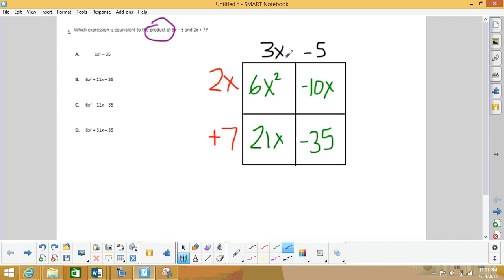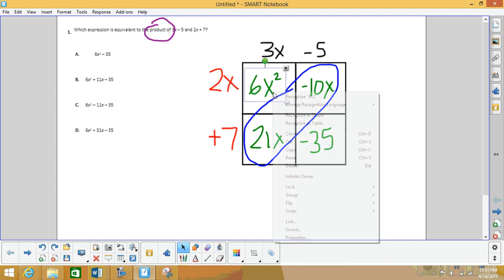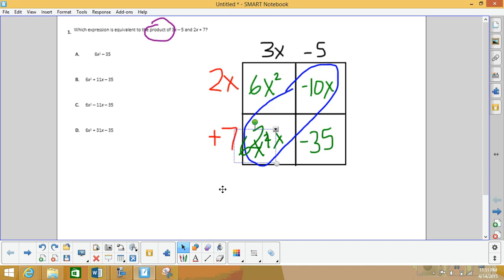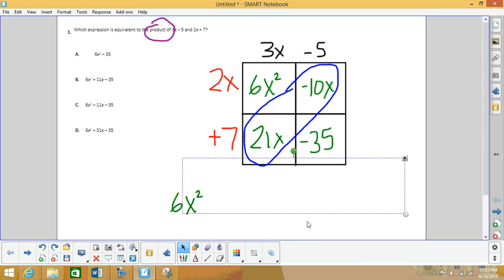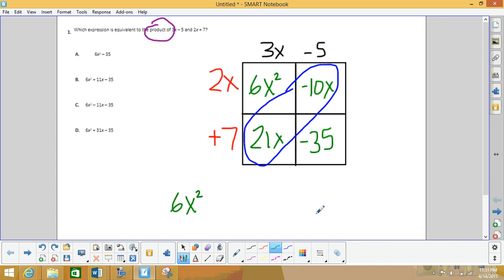Okay, so you can combine these terms because they are alike, they both just have an x. So, in other words, 6x squared and negative 35x. Just negative 35. And just simply looking at your answers right now, we can't eliminate anything yet, because all these have 6x squared and negative 35 in them.